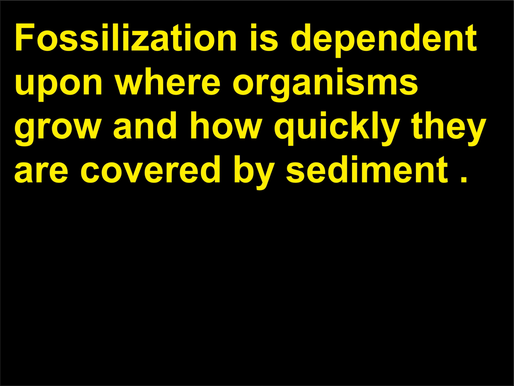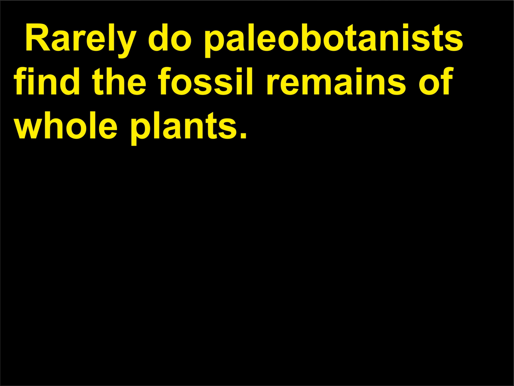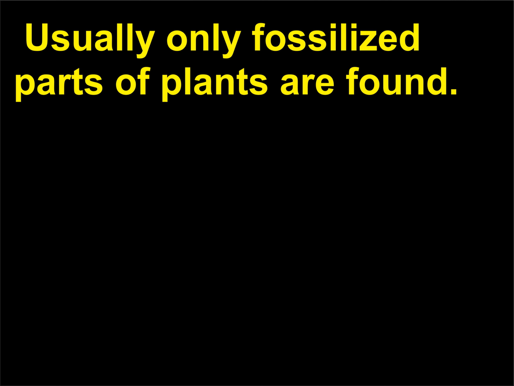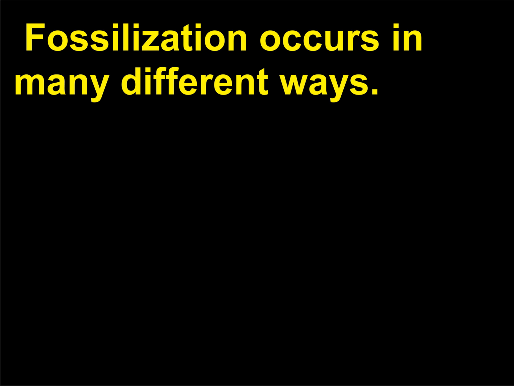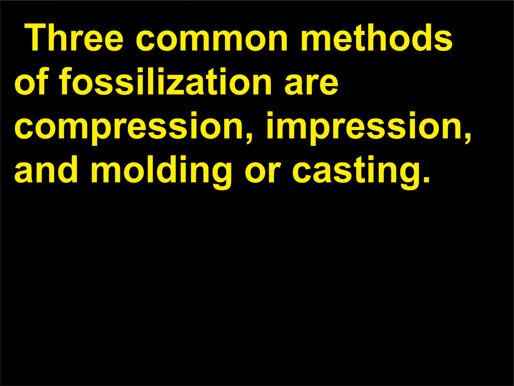Fossilization is dependent upon where organisms grow and how quickly they are covered by sediment. Rarely do paleobotanists find the fossil remains of whole plants. Usually only fossilized parts of plants are found. Fossilization occurs in many different ways. Three common methods of fossilization are compression, impression, and molding or casting.